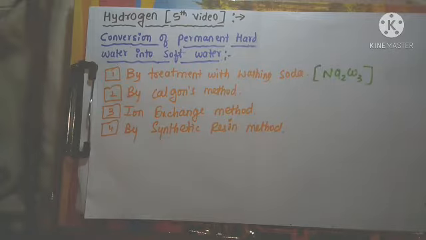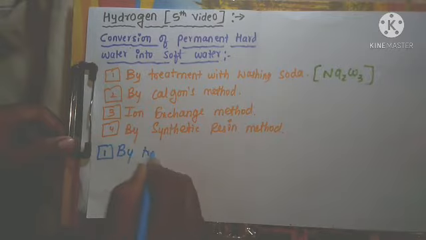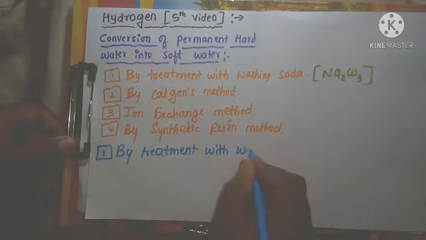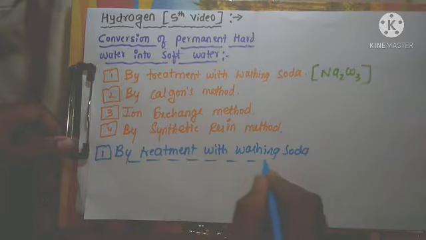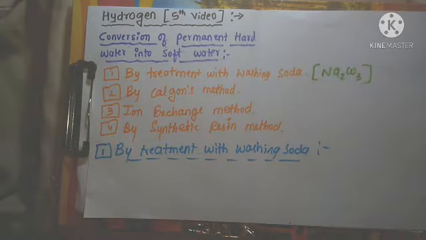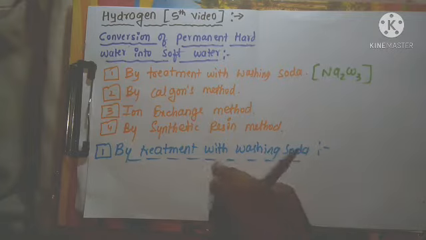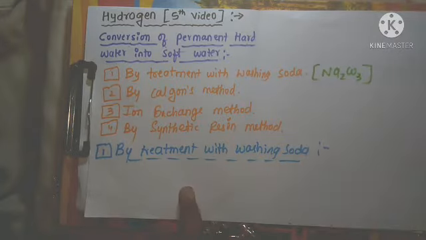Now I will write the reactions. Already you know the process, how it is happening. I will write only the reactions. First one we will discuss, by treatment with washing soda. How to write the explanation: when the washing soda is added into the permanent hard water, the soluble salts of calcium and magnesium are converted into the insoluble salts. And after filtration, we will get the soft water. Now, we will write the reaction.